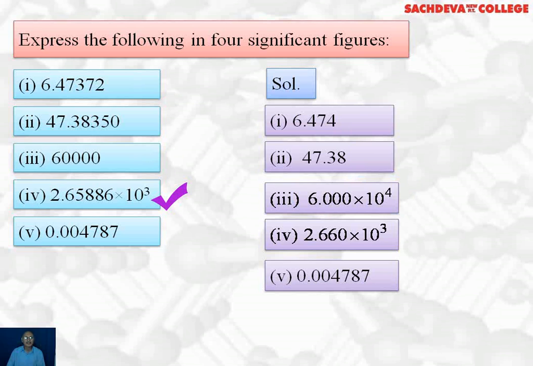Next, 2.65886 into 10 to the power 3. If we want to express it in 4 significant figures, we have to do rounding off, and rounding off it will give you 2.660 into 10 to the power 3. Next problem, 0.004787 will be expressed as it is because it already has 4 significant figures.